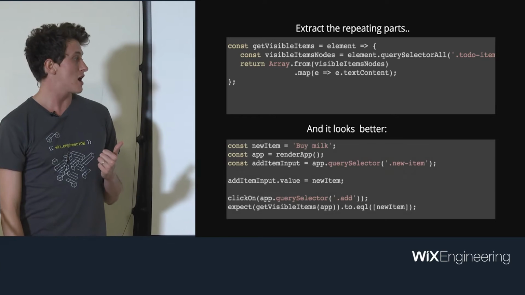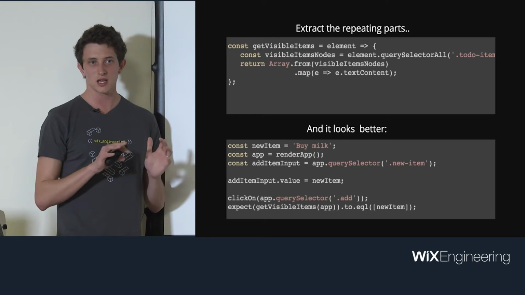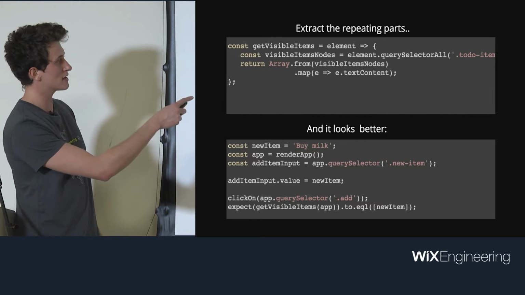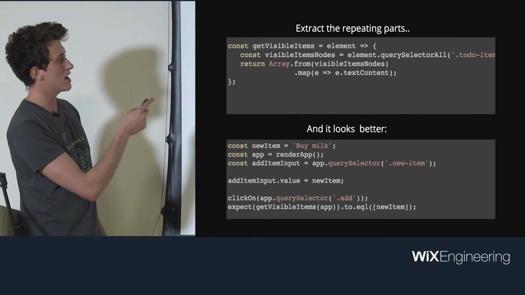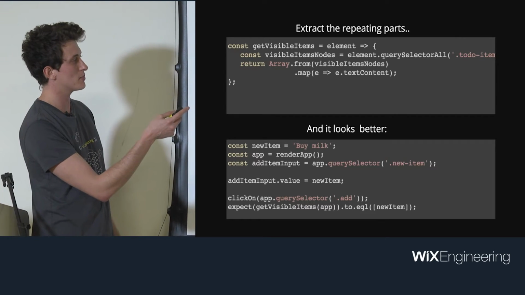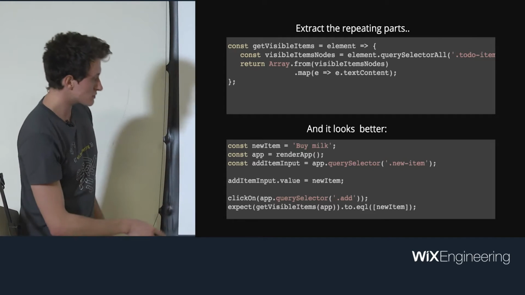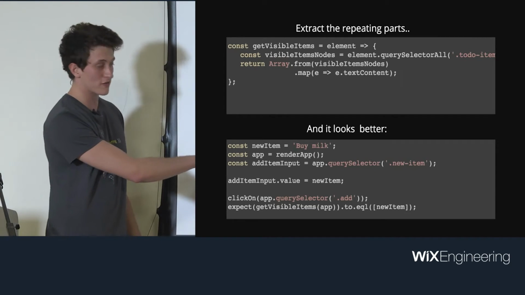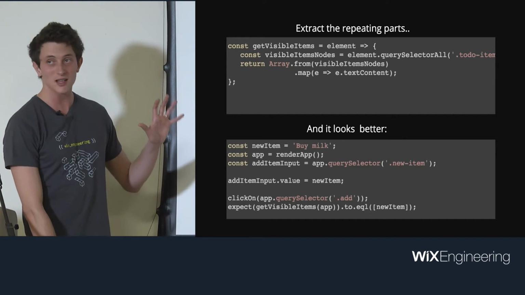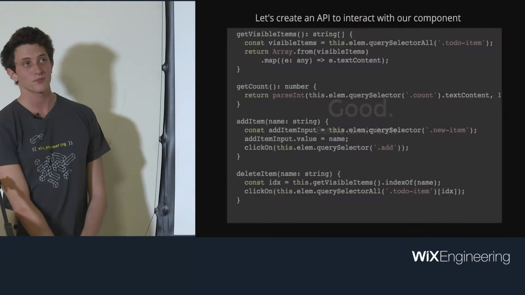Now let's see how our first test looks. You guys able to read? Okay, fairly. So we have a new item, let's call it buy milk, and we have our app, we render it, and then we search for the new item input, we change the value. Then we use the click on function and the get visible items function, and the test fits the screen finally. Okay, good.